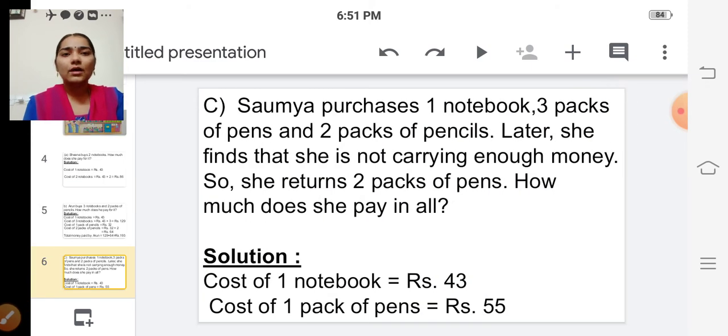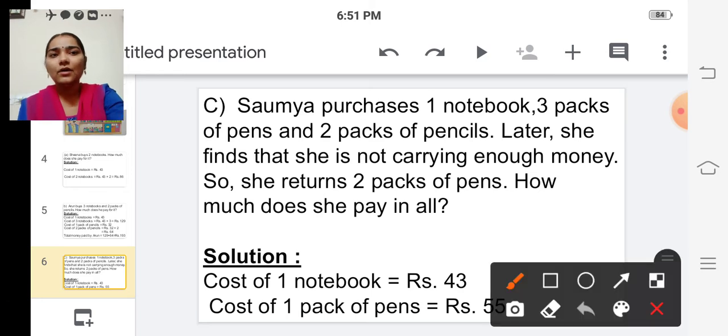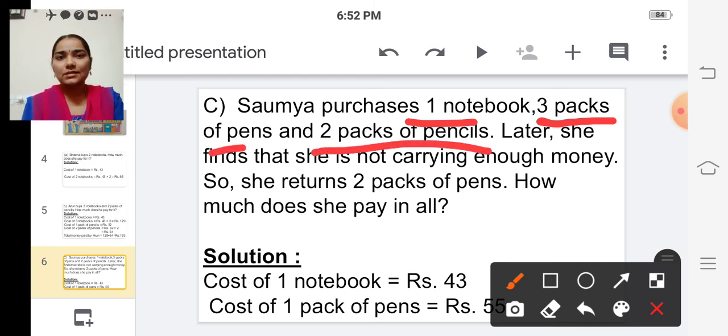Yes. Next one. Soumya purchases 1 notebook, 3 packs of pens and 2 packs of pencils. So she buys 3 quantities, isn't it? What are they? 1 notebook, 3 packs of pens and 2 packs of pencils. Yes, so we have to find out the cost of 1 notebook and cost of 3 packs of pens and cost of 2 packs of pencils.